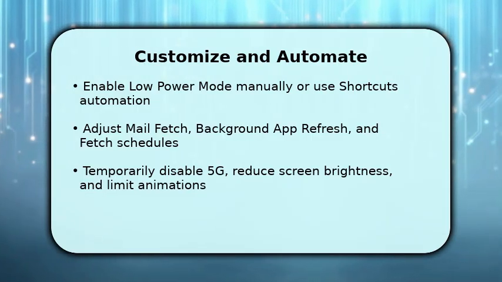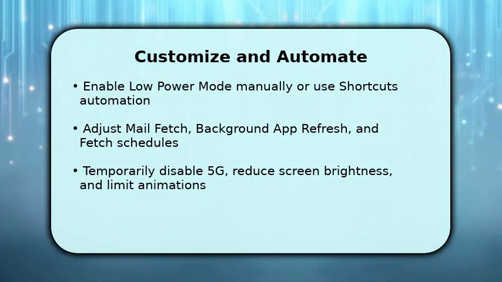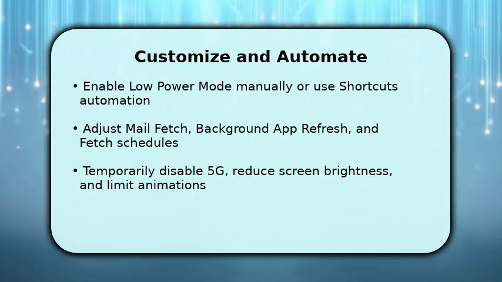Once that automation runs, make sure critical app notifications work. You complete the process by either leaving low power mode on until the phone charges to about 80% or turning it off when full functionality is needed.